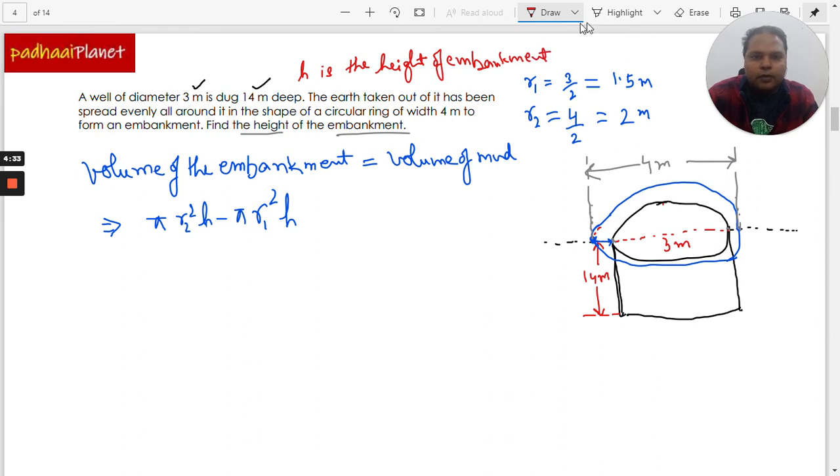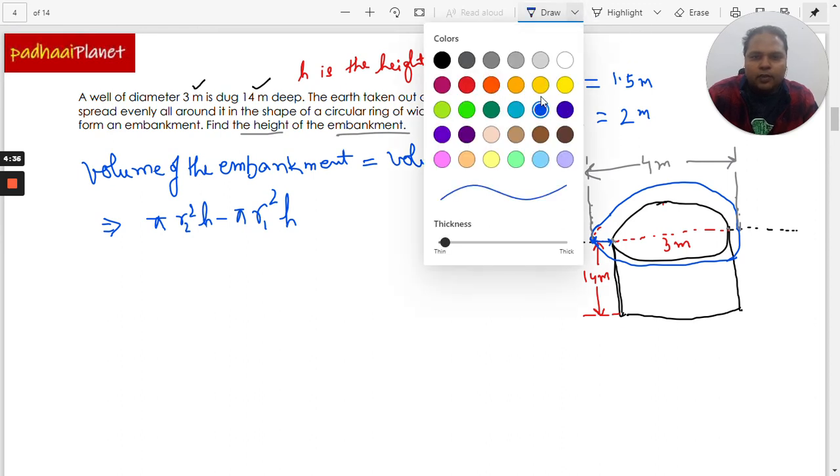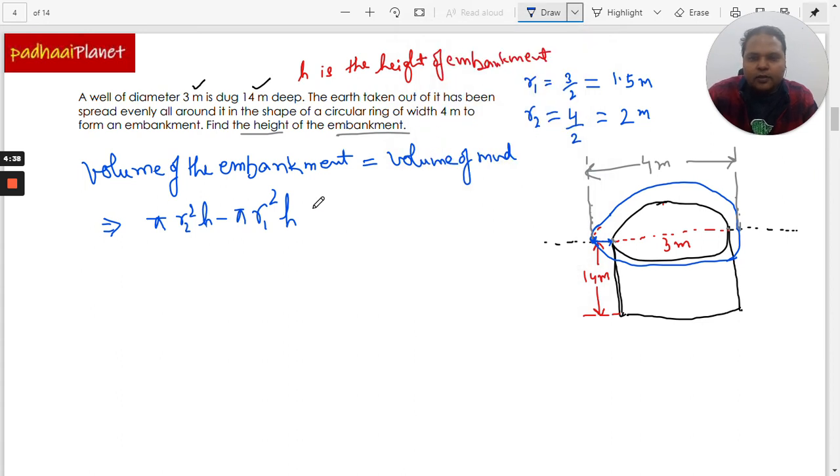Now we also know that the volume of the mud can be calculated because this mud came out from a cylindrical well, right? So the formula which will apply here is pi R square and this H, and suppose this is capital H, right? So this is what it is going to be.